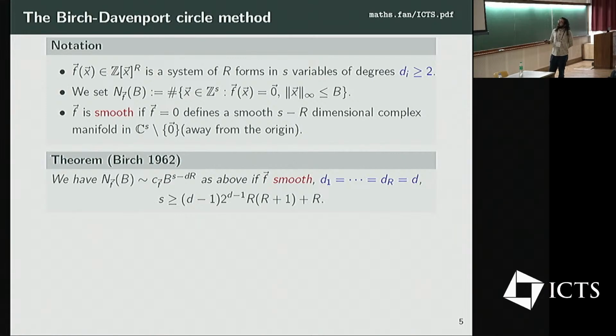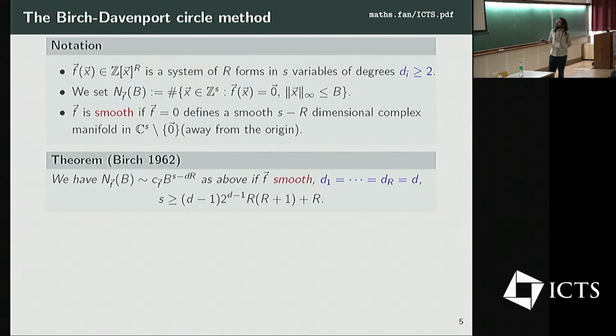Okay, so if we get this asymptotic that we want, here I've compressed the complicated prediction into a constant times a power of B. We get this asymptotic provided that the system of polynomials F is smooth. And smooth means geometrically smooth, so I put what that means up here: F equals 0 defines a smooth variety away from the origin over the algebraic closure.